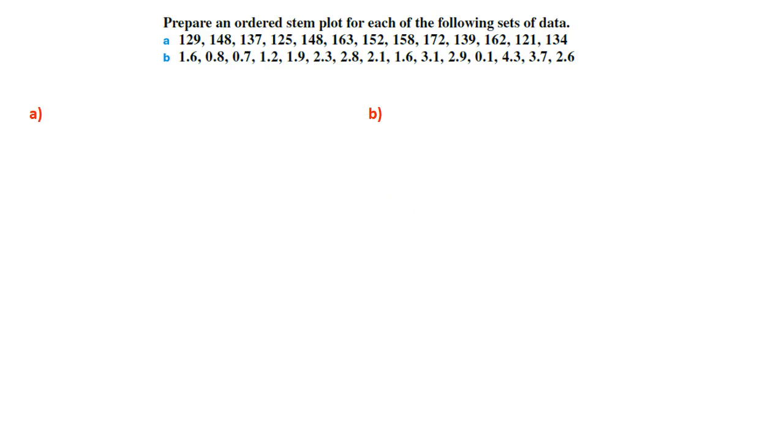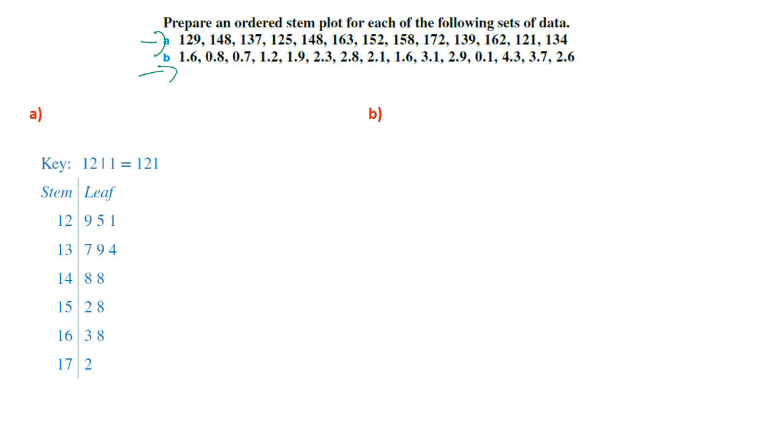All right. So here's an example. Prepare an ordered stem plot for each of the following sets of data. We've got a big bunch of data there. What I want you to give a go of is in A, provide the key. Think about what the key would be before I show it to you, okay? And I want you to think about the key for B as well, all right?